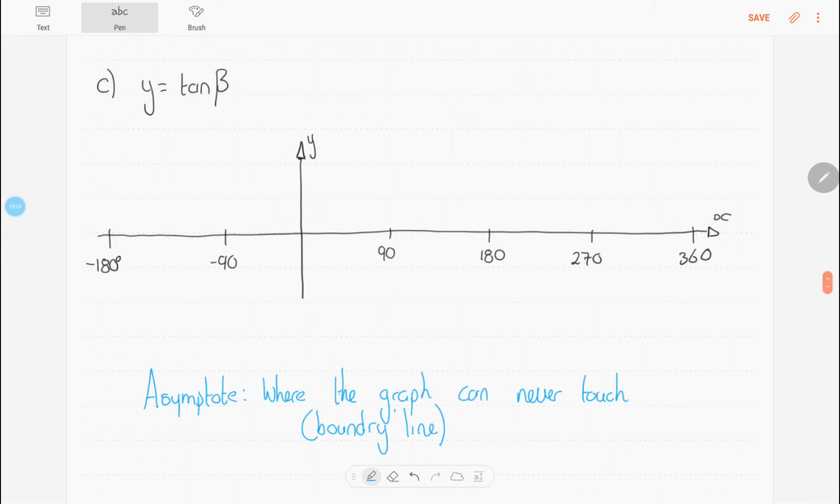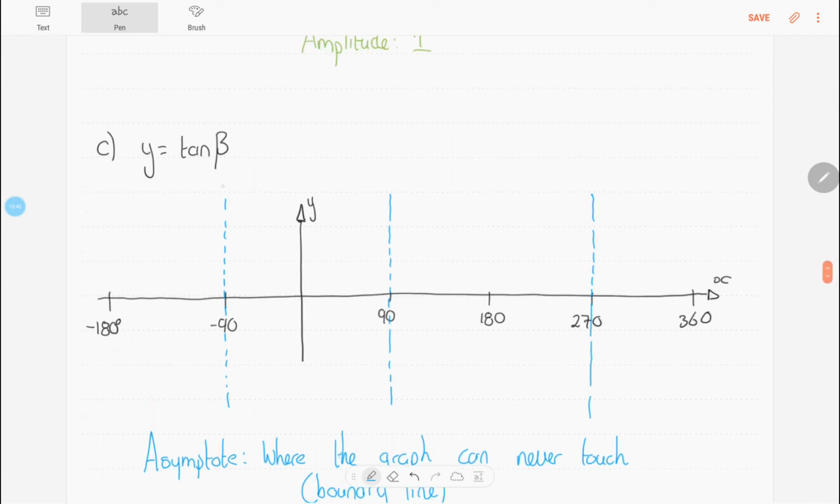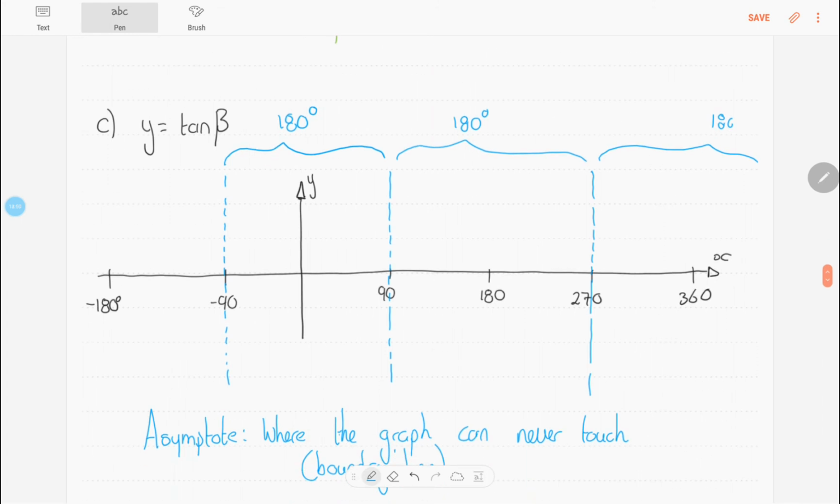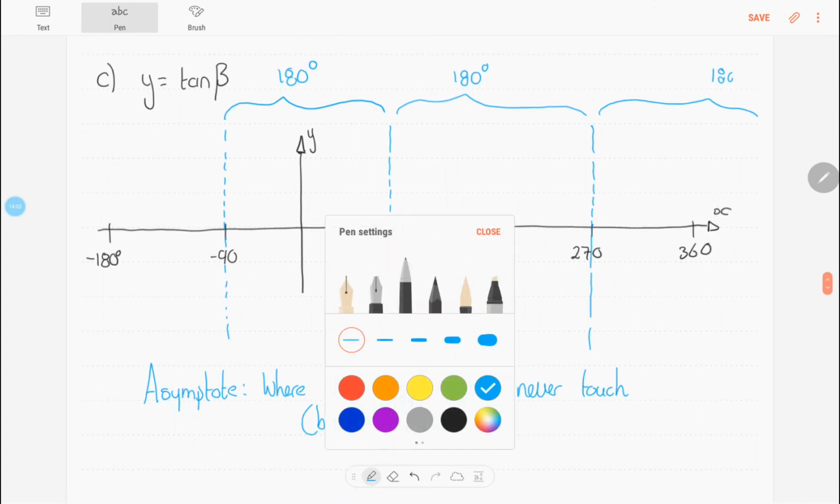Okay, cool. So our asymptotes are at minus 90, and then at positive 90, then over here at 270, and then we'd carry on. You'll notice that the gap between our two asymptotes is 180 degrees. So every 180 degrees, we're going to have another asymptote. If we had to draw this for eternity, there'd be another 180 degrees and then another asymptote down that boundary line, same as on the left-hand side.